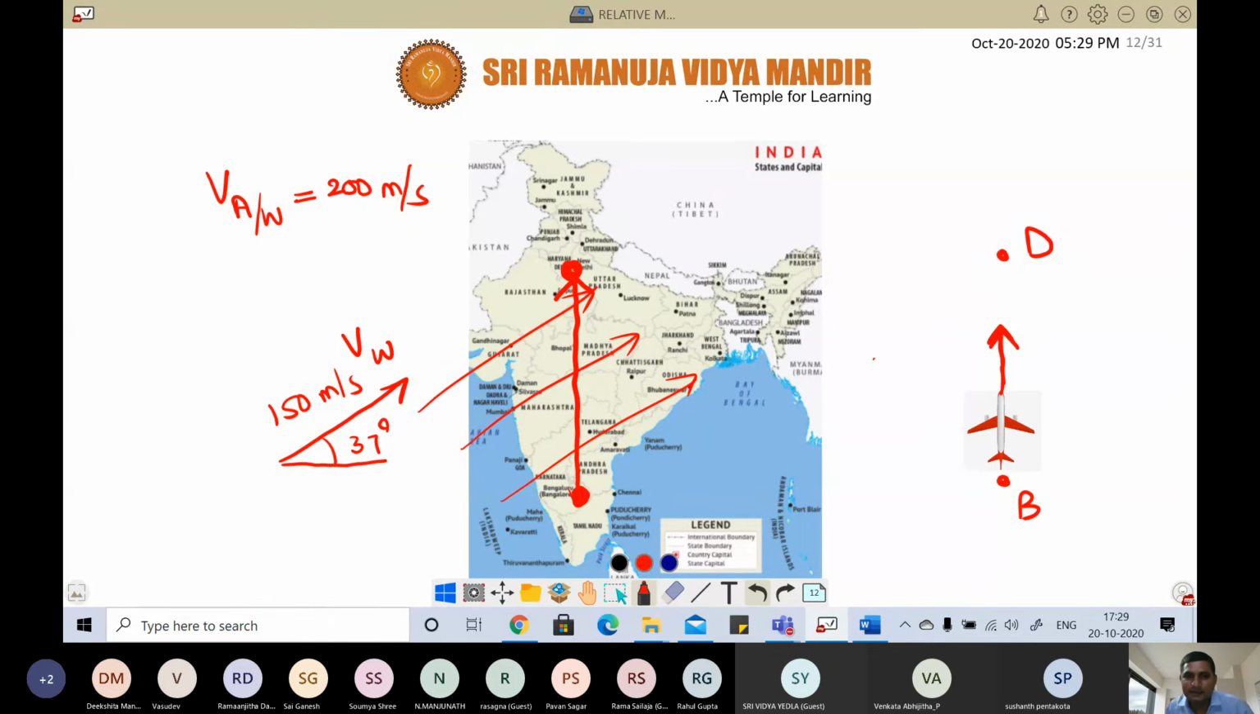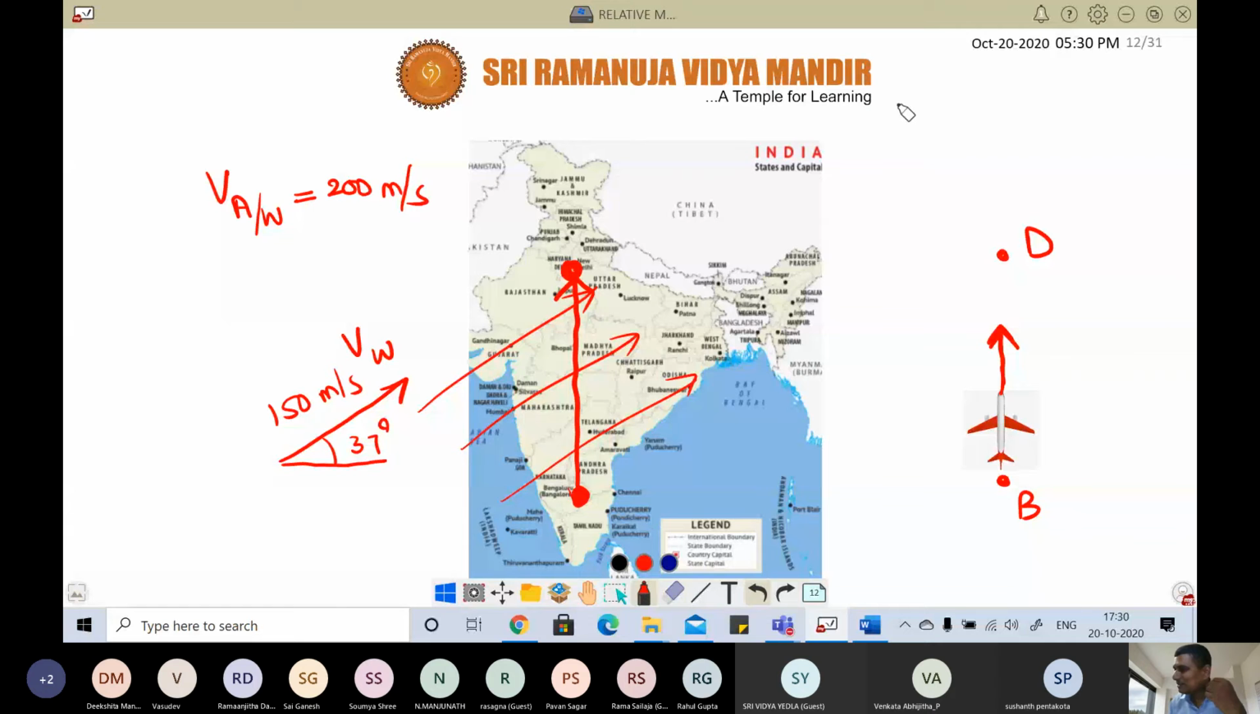Now tell me, will he land in Delhi? Can anybody tell? No, sir. Where will he land? Sir, Lucknow. He may go to Bihar, Kolkata or somewhere, Lucknow or Calcutta, depending upon this one. So if the question is that one only, where will he land? That is the question.